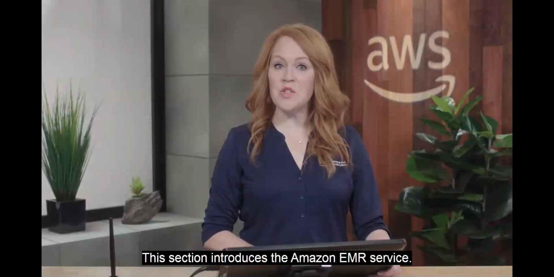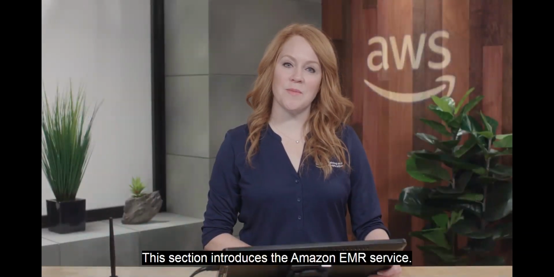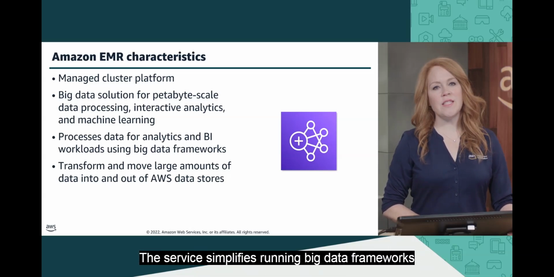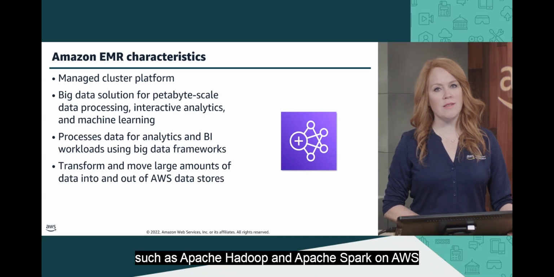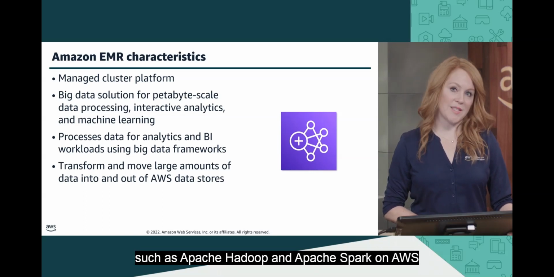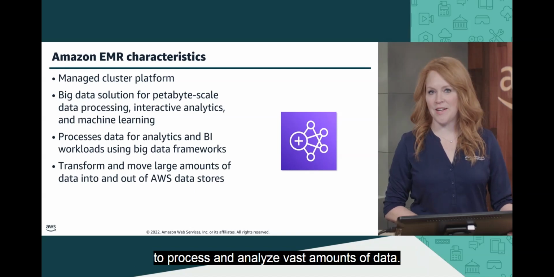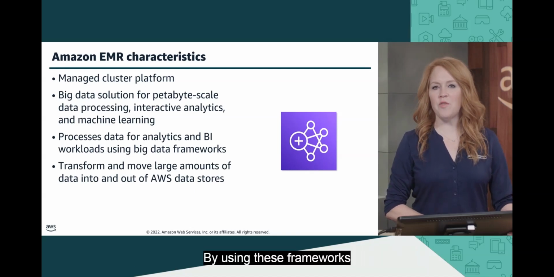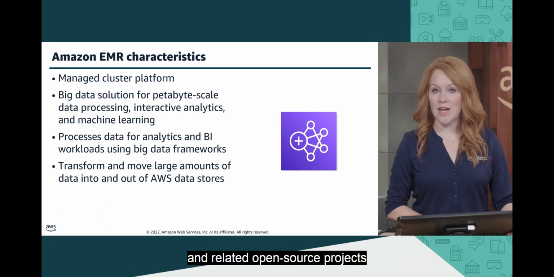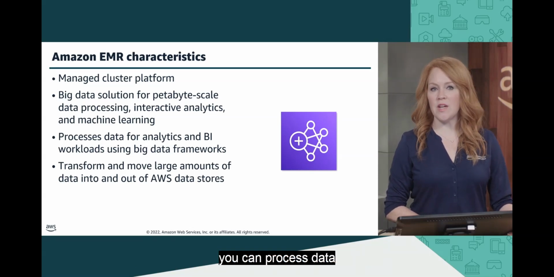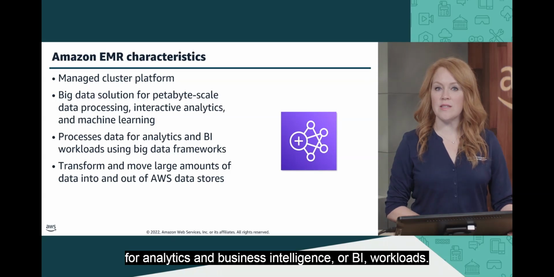This section introduces the Amazon EMR service. Amazon EMR is a managed cluster platform. The service simplifies running big data frameworks such as Apache Hadoop and Apache Spark on AWS to process and analyze vast amounts of data. By using these frameworks and related open source projects such as Apache Hive and Apache Pig, you can process data for analytics and business intelligence, or BI, workloads.